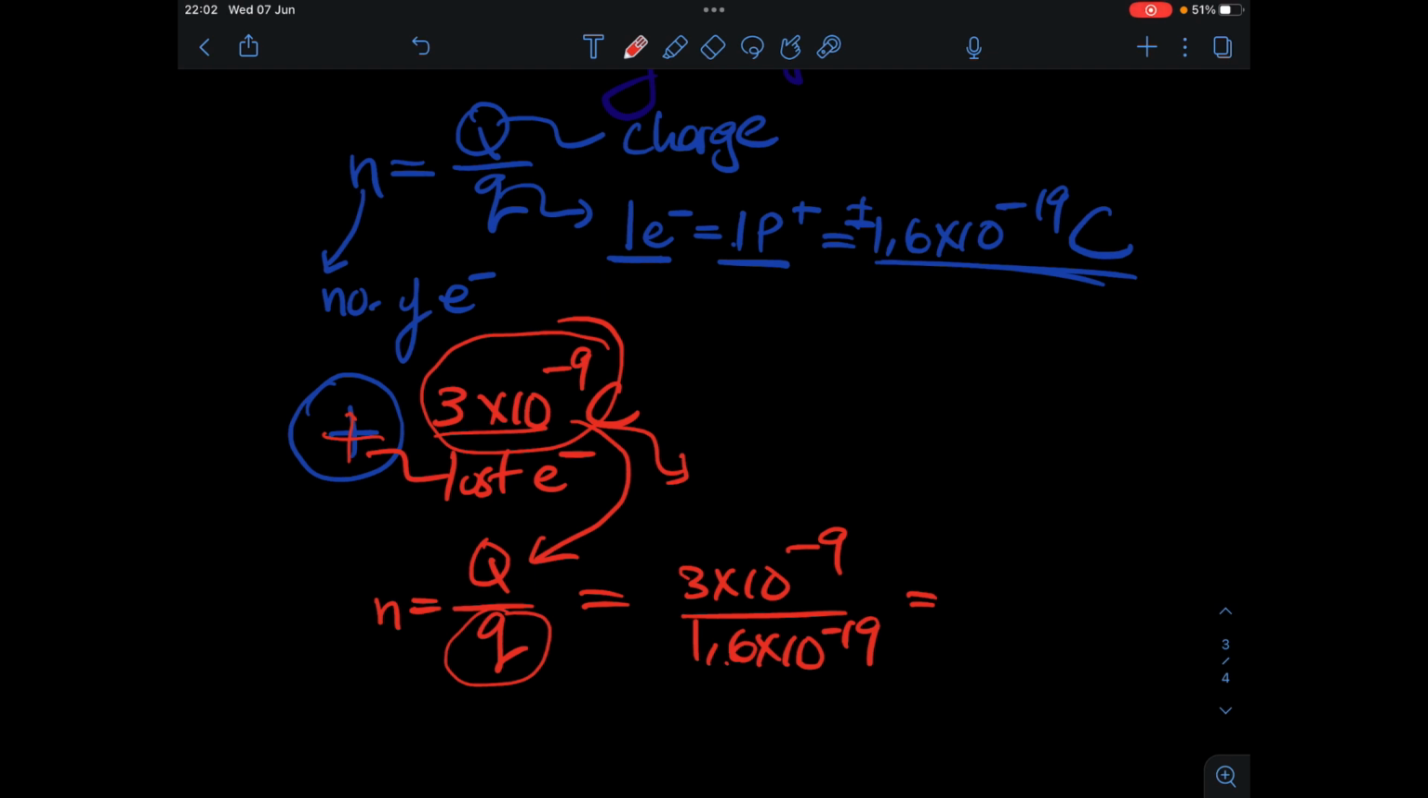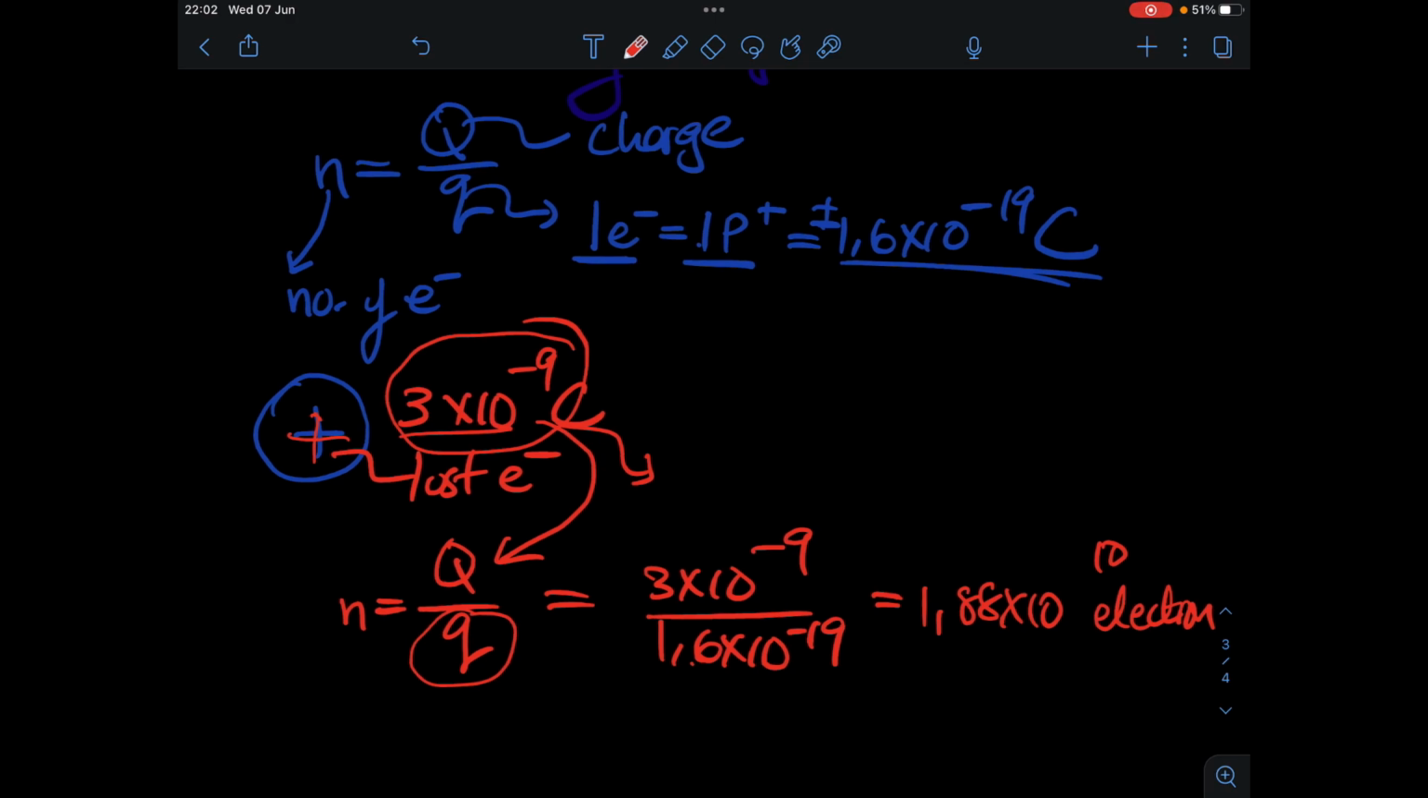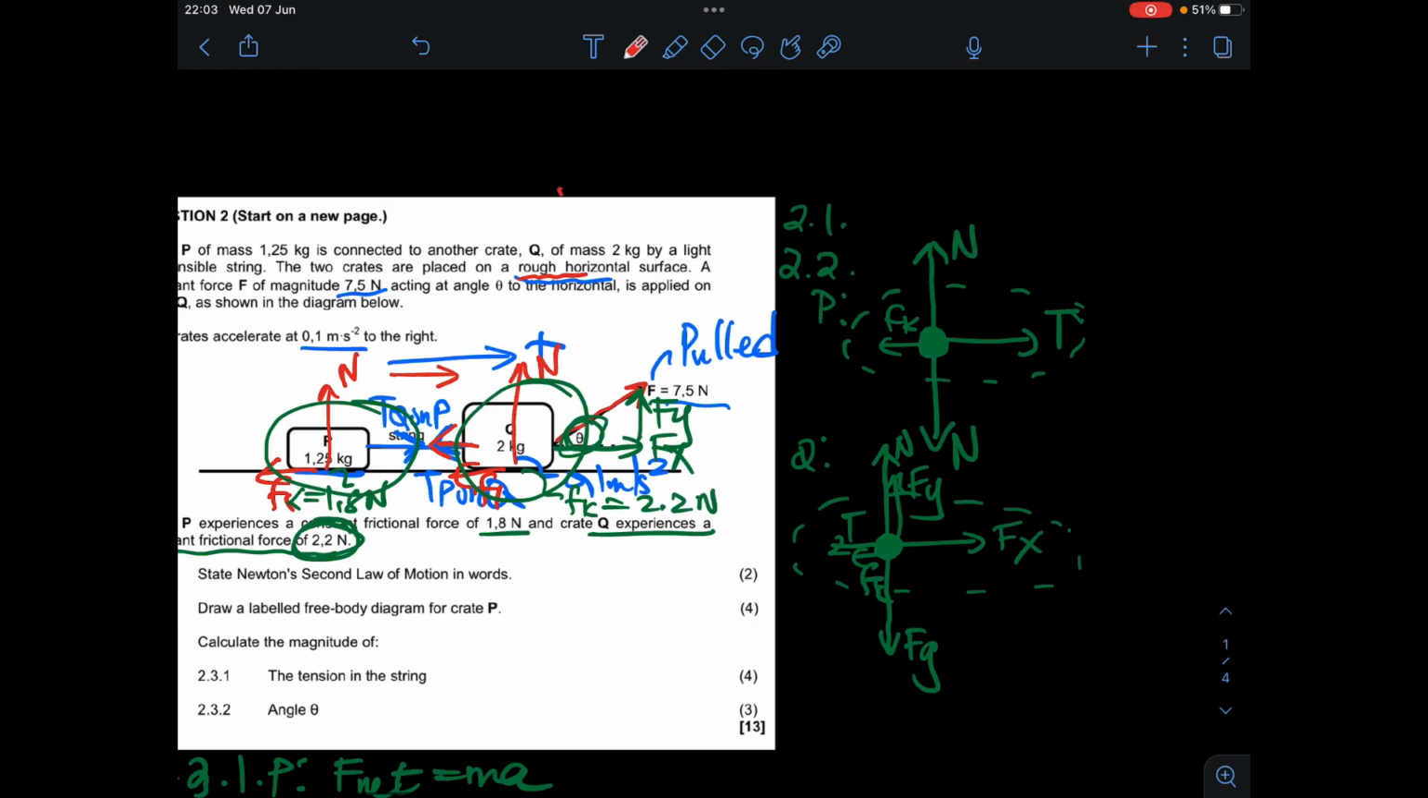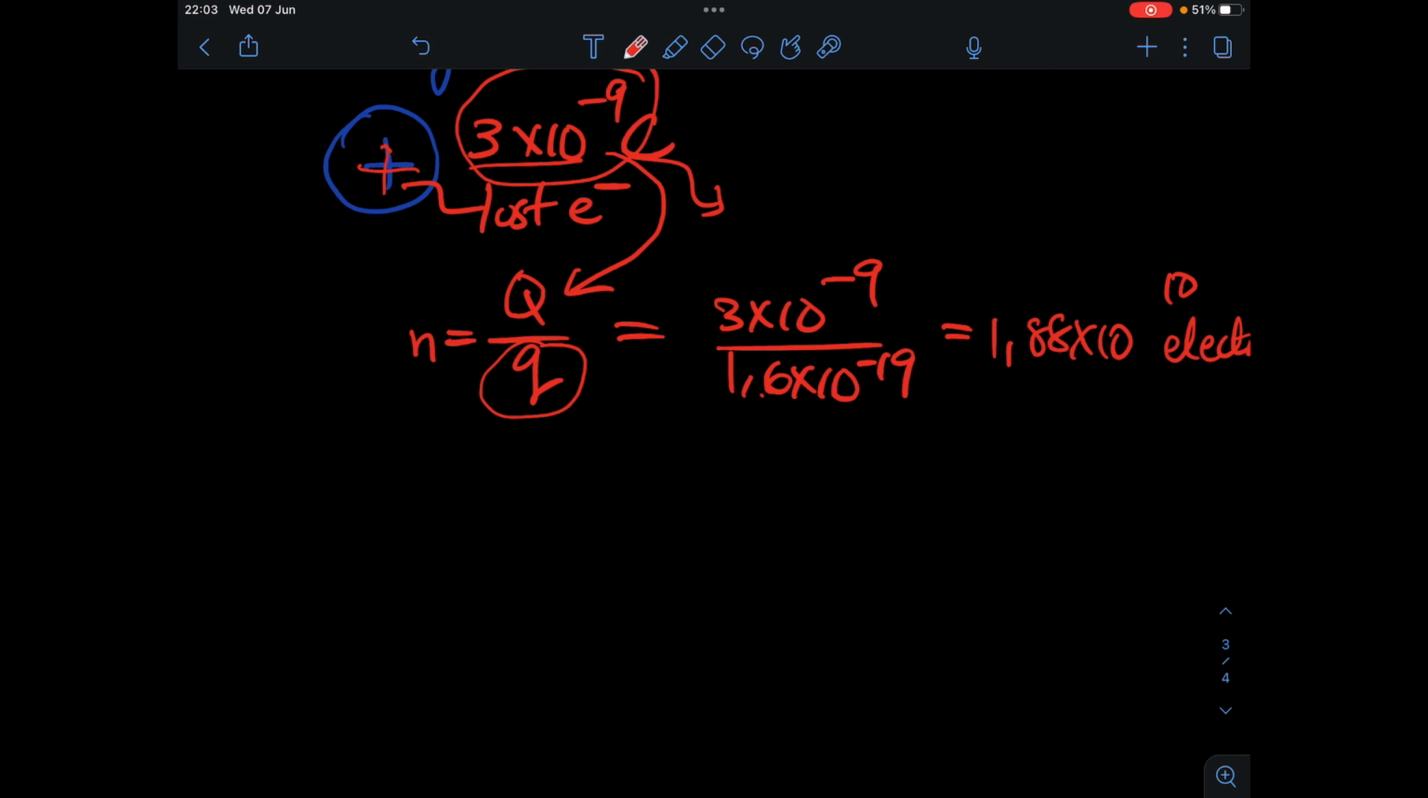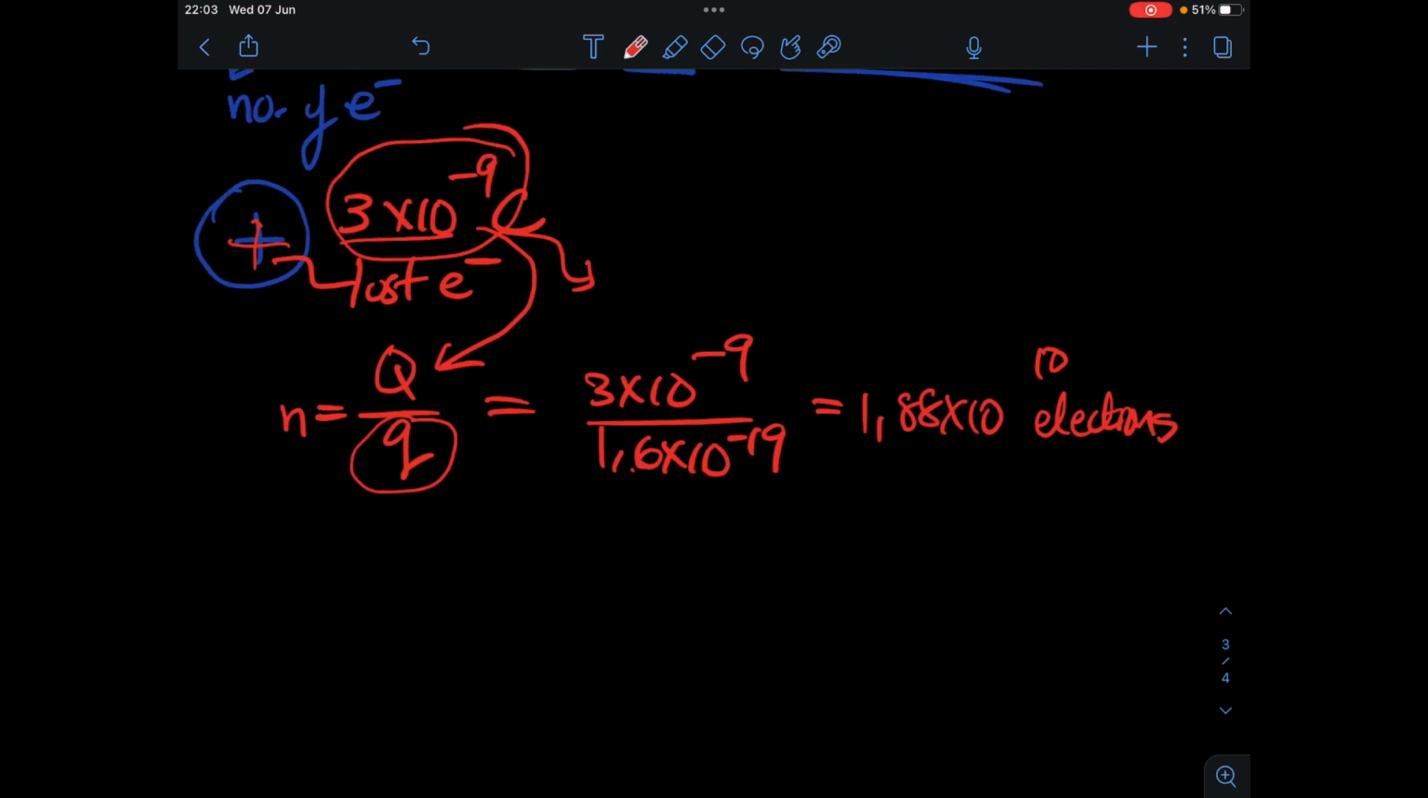So your answer will be 1.88 times 10 to the power 10 electrons. This means that this charge has lost these electrons. And remember, guys, when you're calculating the number of electrons, the exponent of your answer must always be positive, and the number of electrons must be positive. Remember, we are dividing this number into electrons. We want to know how many electrons there are, right?